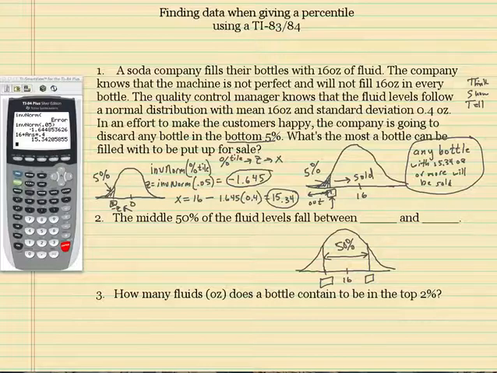To do that, let's go ahead and get our areas. If this is 50, you know the whole thing's 100, so this has to be 25, and this has to be 25. So we have a percentile for this one, and we have a percentile for this one.